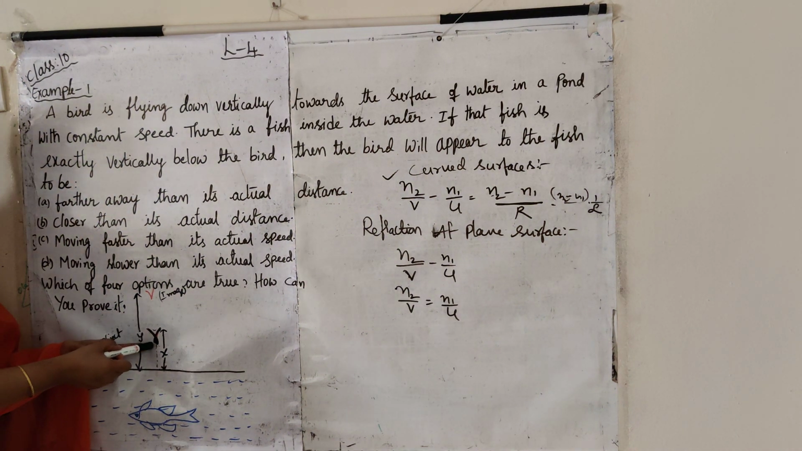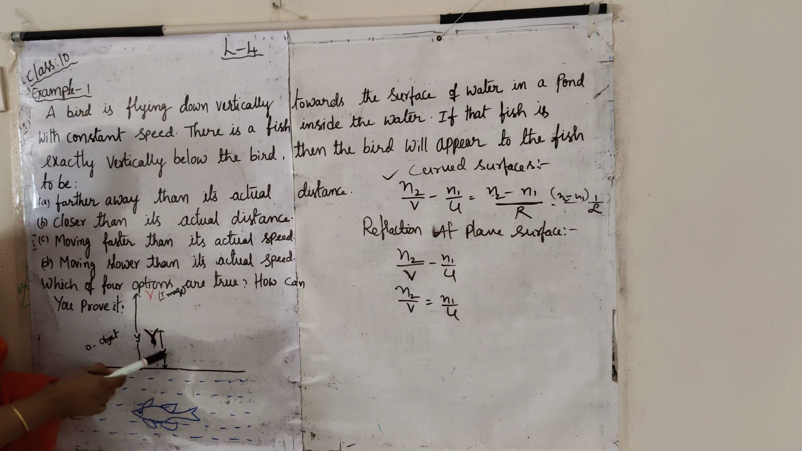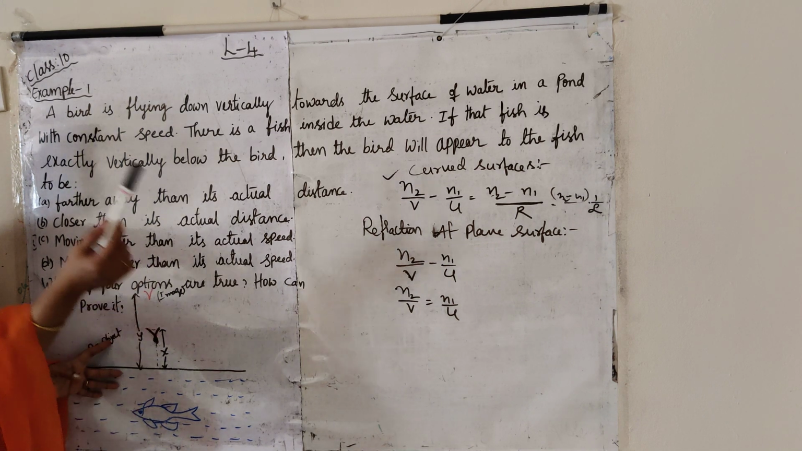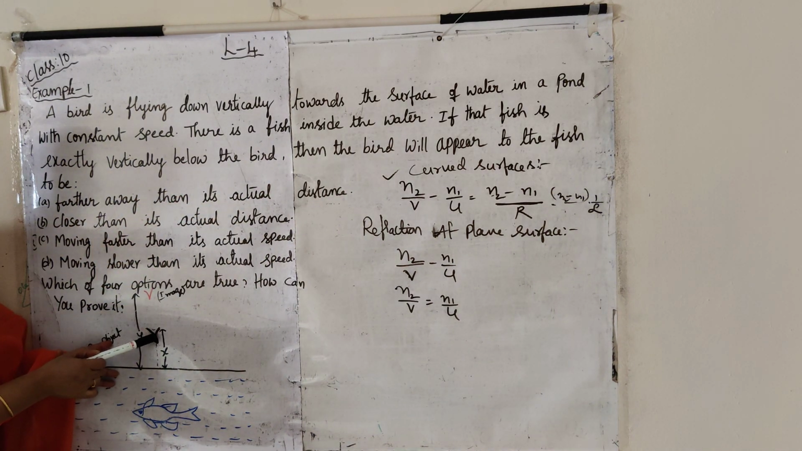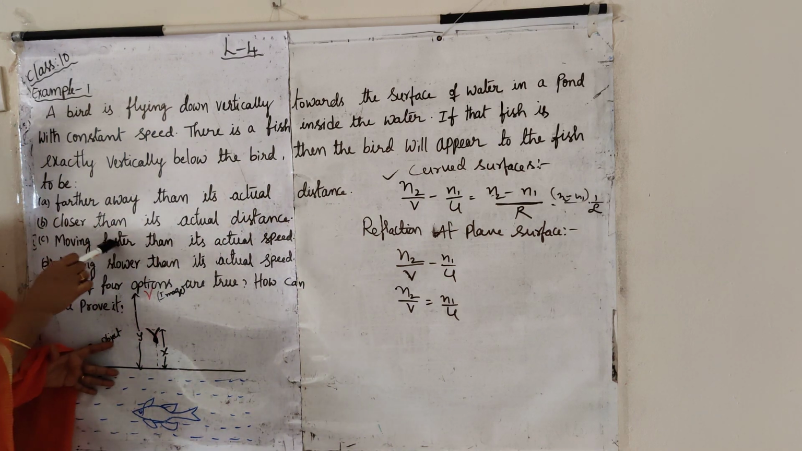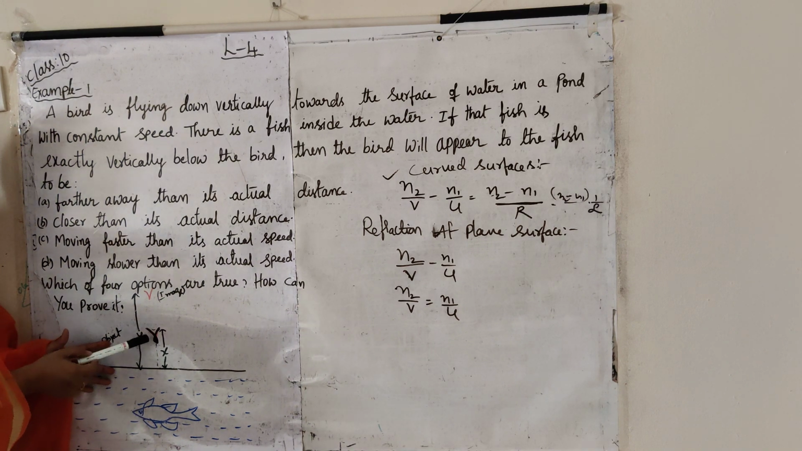A bird is in the air medium, and the fish is in the water medium. Here two mediums are there. For a person observing the bird in the same medium, the bird is actually coming this much distance only. But for the fish, because the fish is in another medium, where does the bird appear when it is flying vertically down towards the water? For the fish, how does the bird appear? The options are: farther away than its actual distance, closer than its actual distance, moving faster than its actual speed, moving slower than its actual speed.